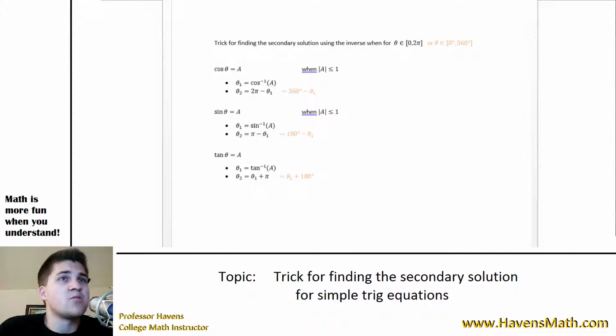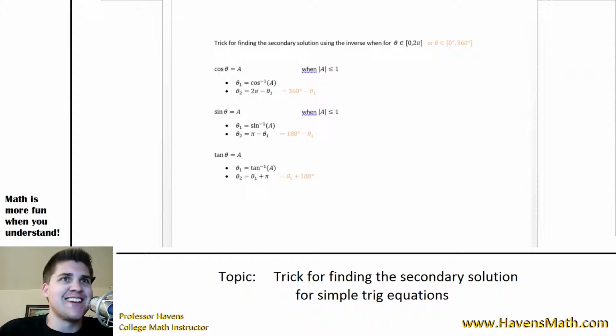Hey students, I was just driving home and I thought of a quick little trick to find the secondary solution to your trigonometric equation without having to do the geometry stuff we were doing, but just by knowing a little formula, a little trick. This is something that might be hard to memorize, so it's still good to know the geometric unit circle reflective way of finding that secondary solution to a simple trig equation.